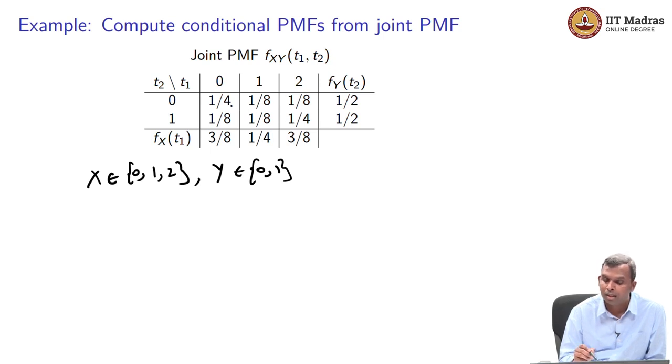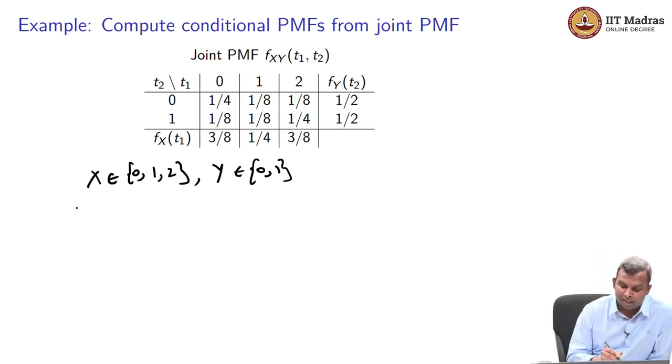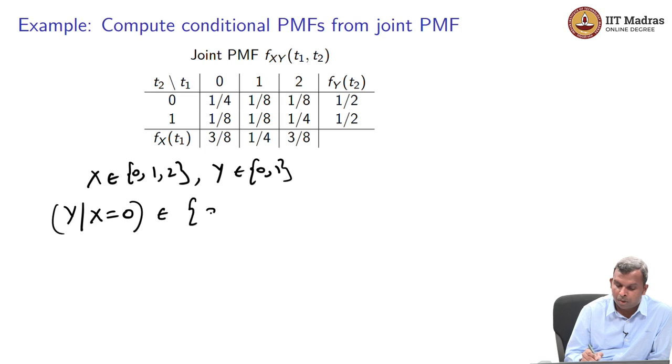It all adds up to 1, and you can do the marginal here. You just add up everything in the row, you get half. You add up everything here, you get 1 by 2. You get here 3 by 8, 1 by 4, 3 by 8. All of these are valid as well. So everything is fine. Now, supposing I want to do the PMF, let's say, for y given x equals 0. So y takes value 0, 1.